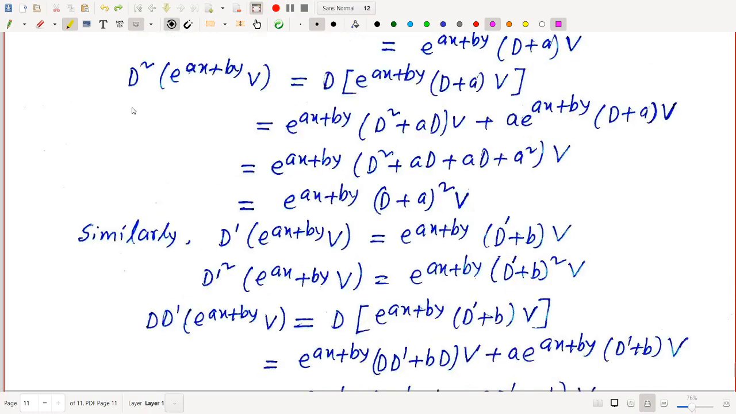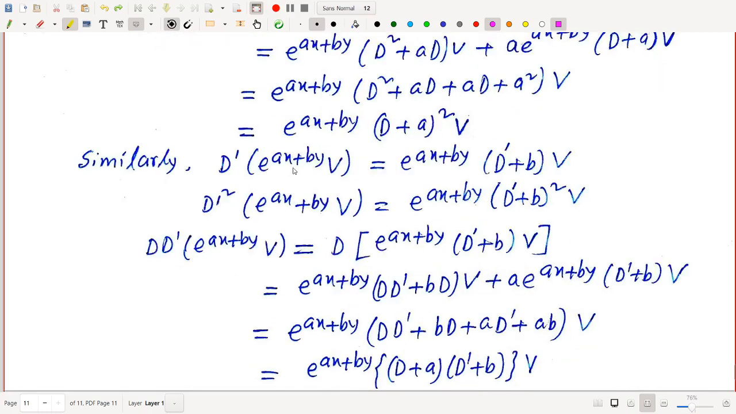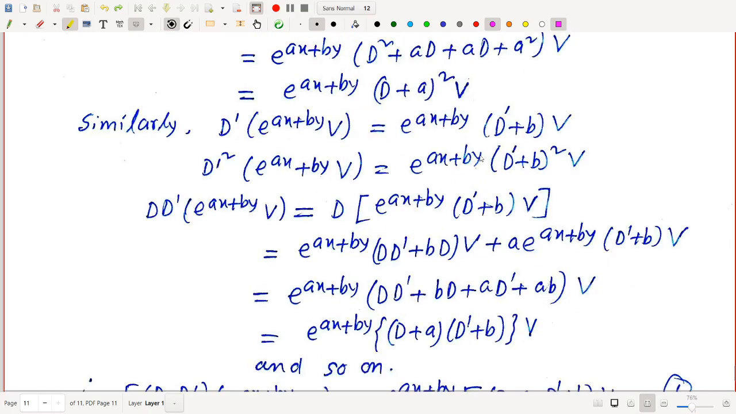So see, D squared e to the power x plus by into b becomes e to the power x plus by into (D plus a) whole square operating on b, as if D is replaced by D plus a, and e to the power x plus by comes to the left. Similarly, D dash of e to the power x plus by into b is e to the power x plus by into (D dash plus b) operating on b, and D dash squared e to the power x plus by into b is equal to e to the power x plus by into (D dash plus b) whole square, operating on b.